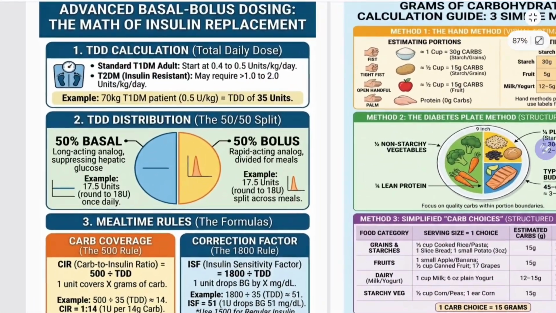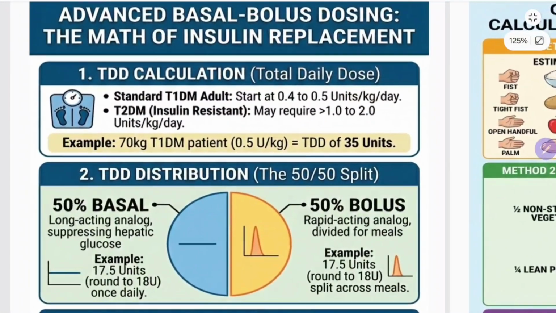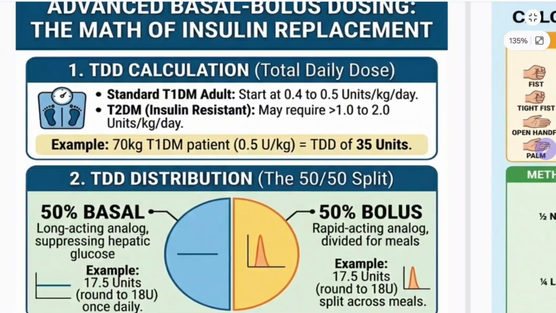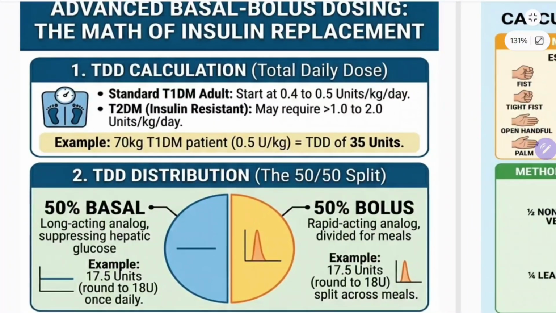So this is somewhat difficult method. So advanced Basal-Bolus dosing, it requires mathematics. So what you will do here, you will calculate total daily dose of insulin. How? For type 1 diabetes mellitus, it is actually 0.4 to 0.5 units per kg per day, and for type 2 diabetes mellitus, it may require more than 1 to 2 units, but actually in type 2 it is 0.1 to 0.2 only, 0.1 to 0.2 units.